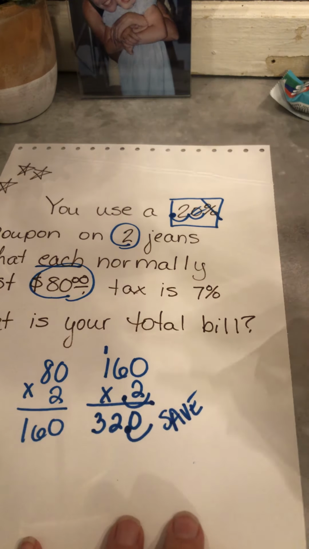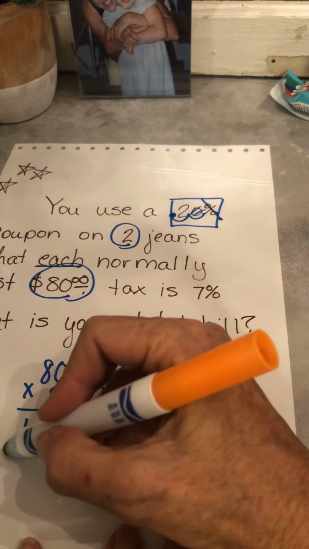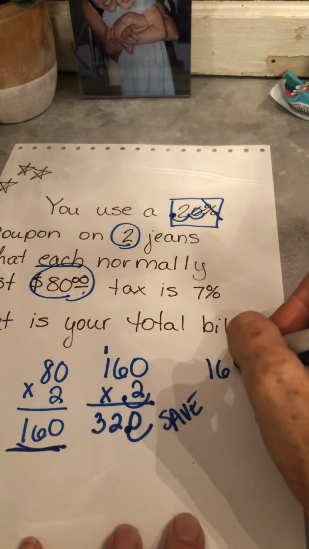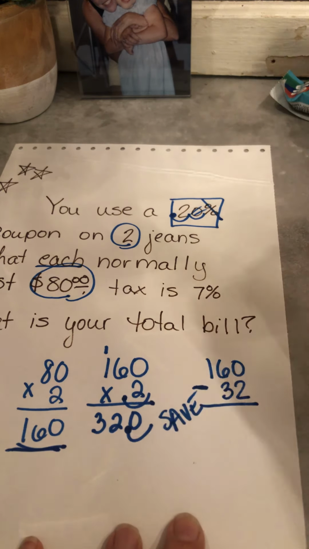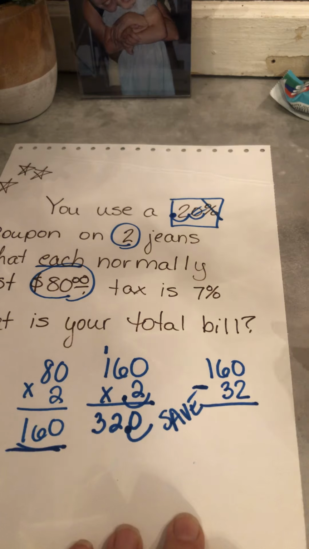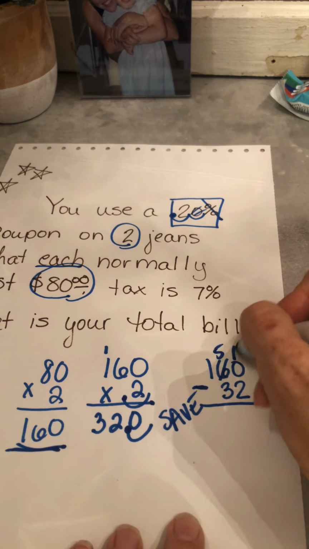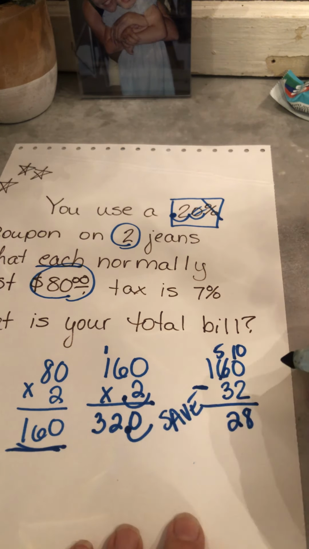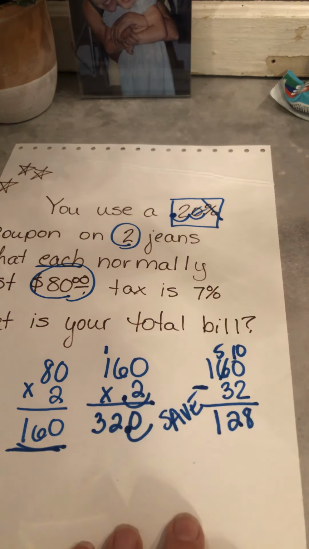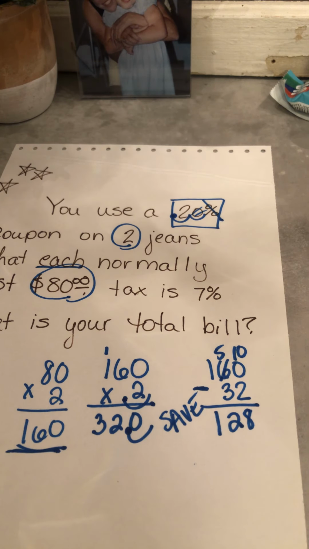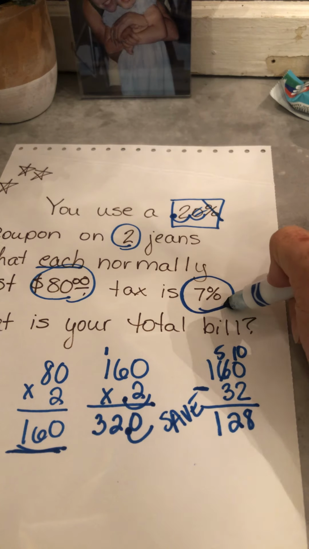Now, how much do these 2 jeans cost? I have to take my 160. I have to subtract, because it's a discount. I'm saving money. My price should go down. I'm going to subtract 32. I get 128. Instead of paying 160, I'm going to pay 128. Much better deal. Now I'm still not done, because I now have to put tax on here.